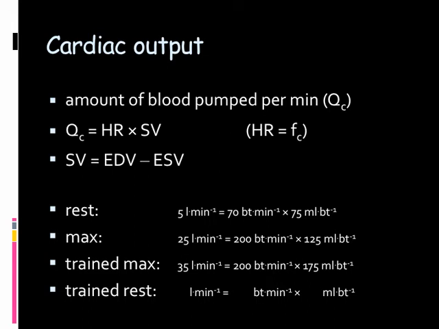Now, the heart is a muscle. When you train a muscle, it gets stronger. So it can pump more forcefully. It can empty more forcefully. So if you look at that stroke volume equals end diastolic volume minus end systolic volume, it pumps more forcefully. So ESV will be smaller, so stroke volume is bigger.